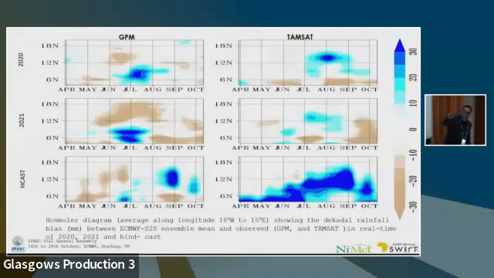So you can see that the model is wetter than the observation during the peak of the northern monsoon in 2020, 2021, and in the hindcast. In the hindcast of the TAMSAT, it's wet all through.